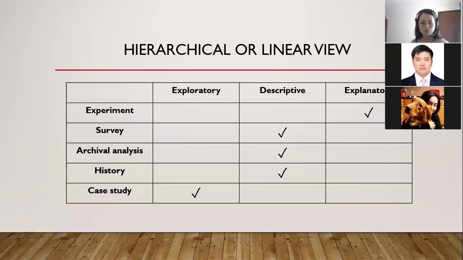So relations among different research methods are not linear, but many still believe that case studies are only appropriate for the initial phase of the investigation, while other research methods like surveys and histories are appropriate for the descriptive phase, and experiments, for example, are the only way of pursuing explanatory or causal inquiries. So this is what we call the hierarchical or linear view. But there's a but.